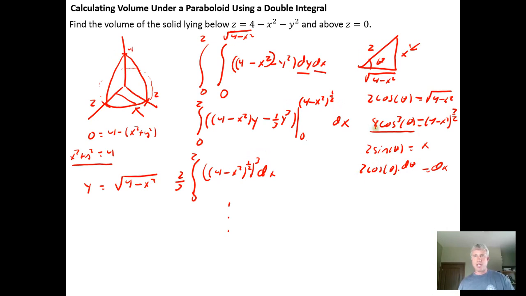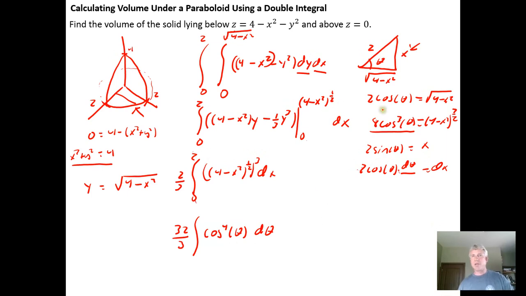So we're really getting a 16. We would be getting a 16 times 8 times 2 is 16 times the 2 that's already there is 32 thirds times the integral, and then it would be cosine cubed times cosine is cosine to the 4th power of theta d theta. And then what we want to do is convert the limits of integration over into theta world.